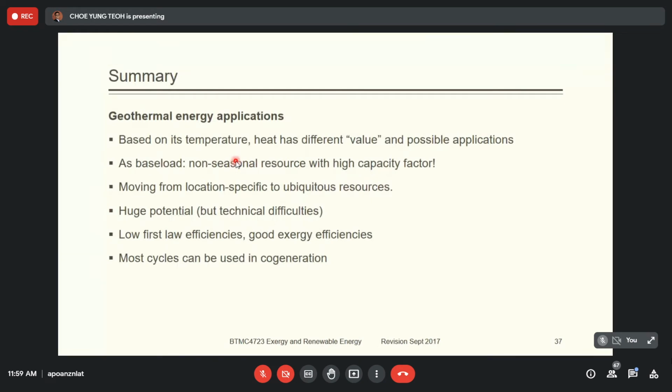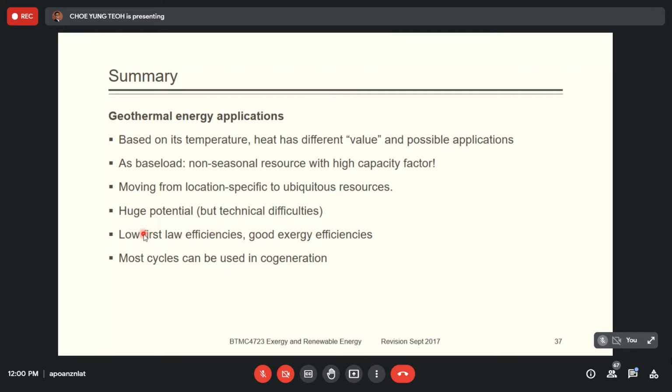And in summary, geothermal energy applications, based on temperature, have different values and possible applications. At base load, it can be a non-seasonal resource with high capacity factor. Okay, moving from location-specific to ubiquitous resources. It means that it can be accessed everywhere. But this one, I think, just refers to the low energy heat. Huge potential, but technically difficult.